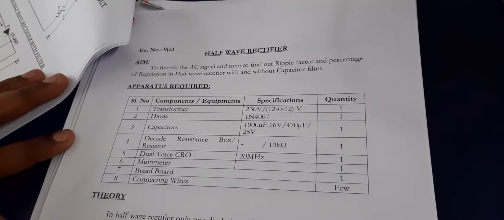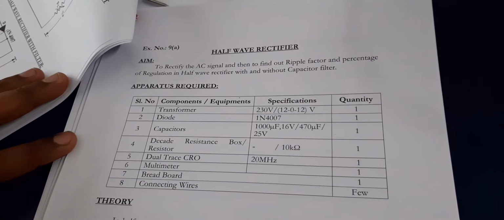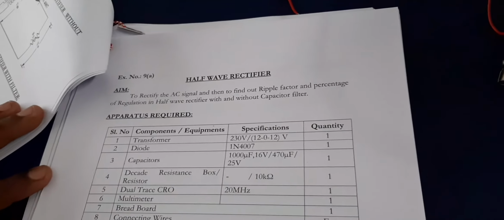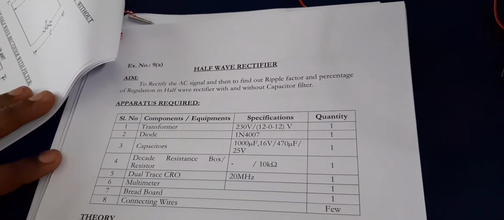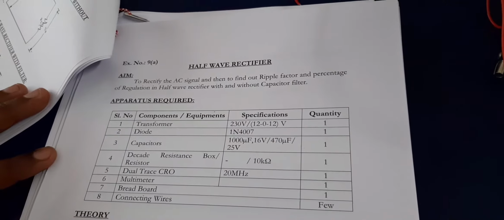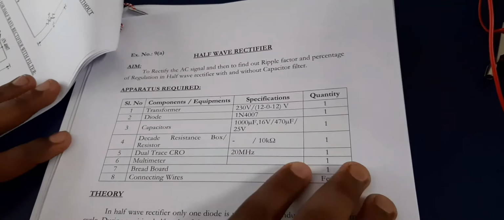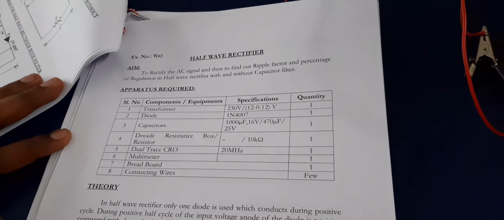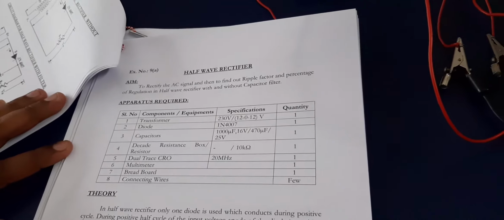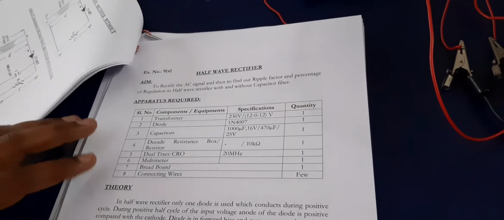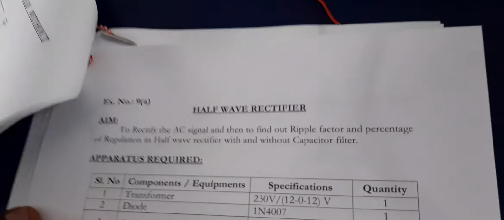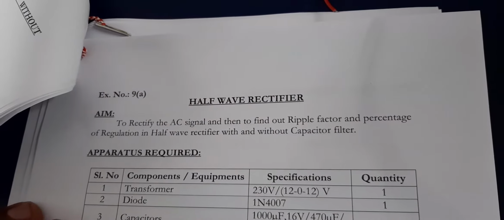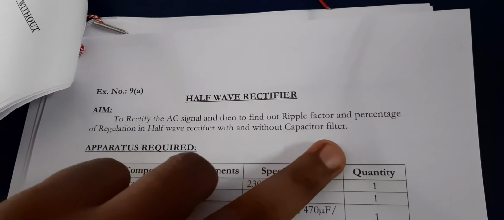In a half-wave rectifier we are going to use a single diode to rectify one of the cycles of a sinusoidal wave. There are two cycles, the positive cycle and the negative cycle, in a sine wave. So in a half-wave rectifier we convert a single cycle, the positive cycle, into a pulsating DC voltage. The aim of the experiment is to rectify the AC signal and to find out the ripple factor and percentage of regulation in a half-wave rectifier with and without capacitive filters.